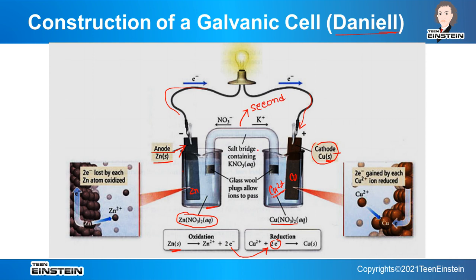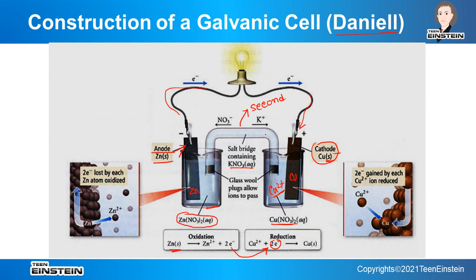Now see, this is the second connection that we have already mentioned. In this second connection we have taken an inverted U-shaped tube containing aqueous KNO3, that is potassium nitrate, with NO3 minus and K plus.